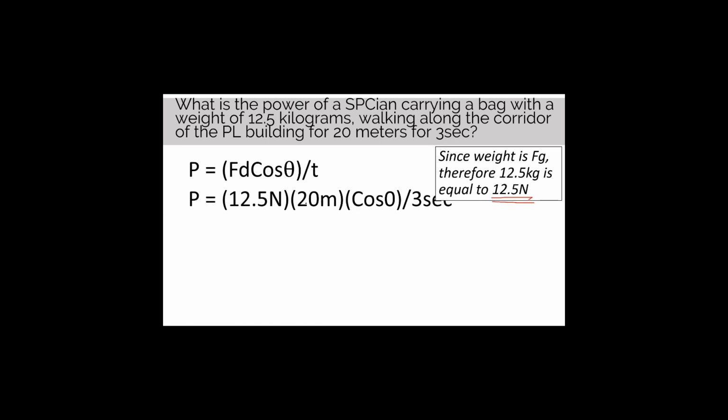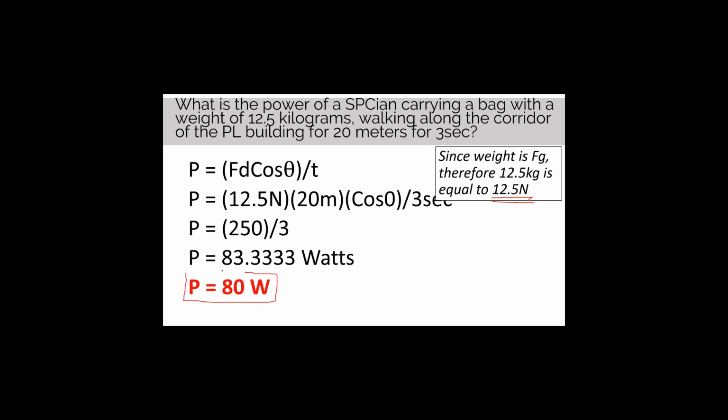So if we multiply 12.5 times 20 times cosine 0, that is equal to 250, divided by 3, which is the time interval, and that is equal to 83.333 watts. Since the least number of significant figures is only 1, round this to one significant figure, and that is equal to 80 watts. So the power used by the student is equal to 80 watts.